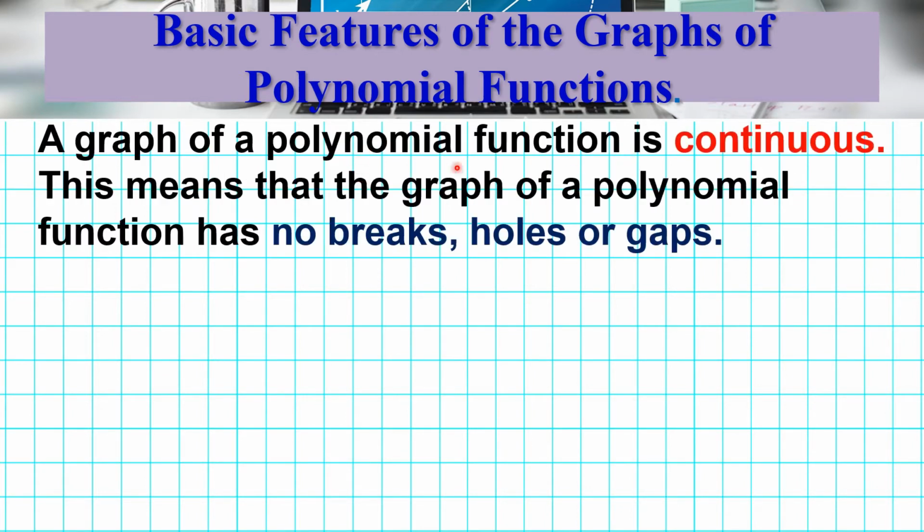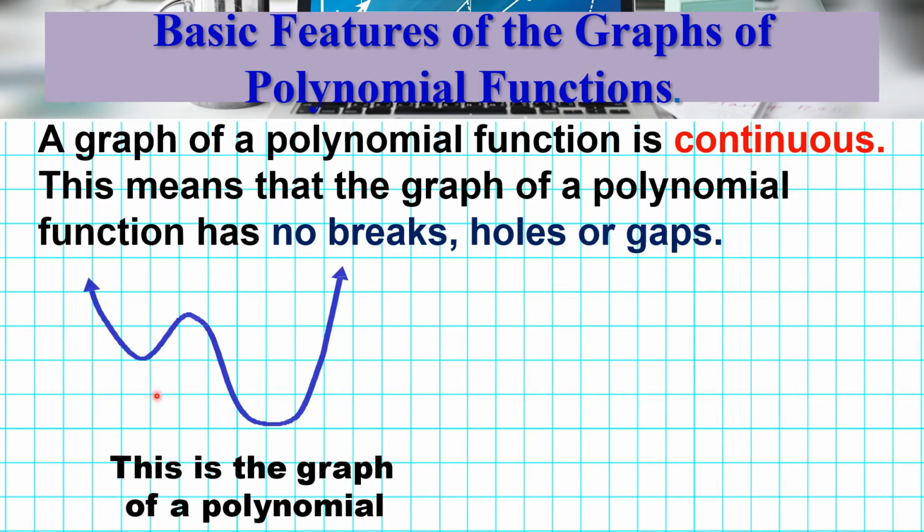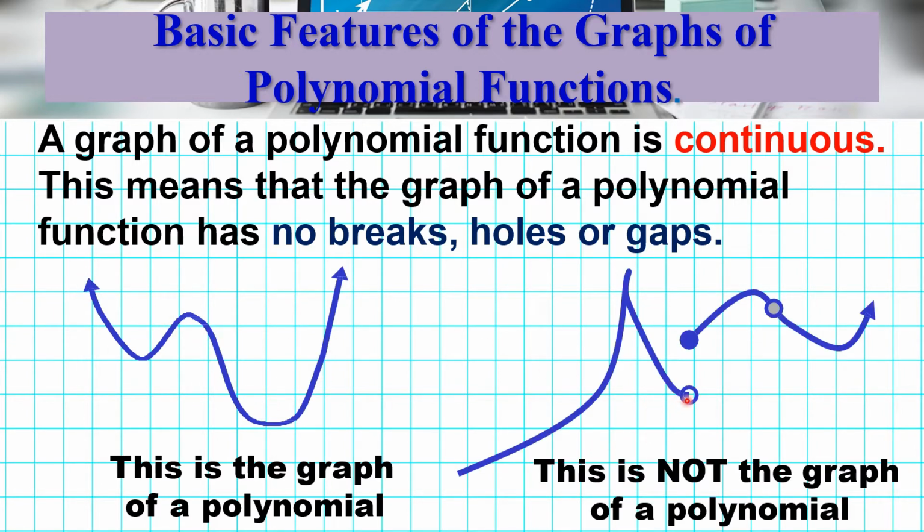Let's have some basic features of the graph of polynomial function. So, ang graph ng polynomial function is continuous. This means that the graph of polynomial function has no breaks, holes, or gaps. Example, this one. This is a graph of a polynomial function since this is continuous. This one naman is not kasi meron siyang break. Naghiwalay. May holes. May gaps. Bawal yan. Hindi yan pwedeng i-considered as a graph of polynomial function.